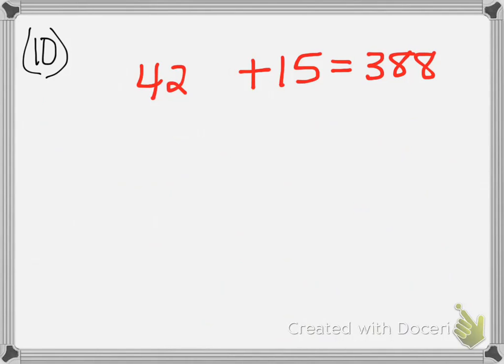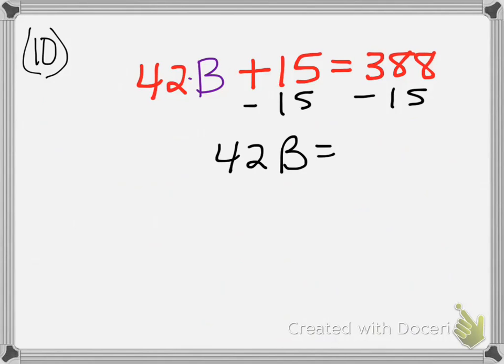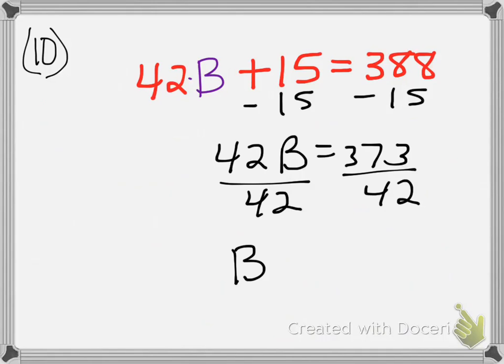So I left a space here. So 42, and I'm just going to label that B, because it's $42 per bat. So $42 times B, plus 15, which is our shipping cost, equals 388. And all we have to do is solve this equation. So I'm going to start by subtracting 15 from both sides. So 42B equals 373. And then I'm going to divide by 42, which is going to be difficult because I don't have a calculator with me. So, just a moment.